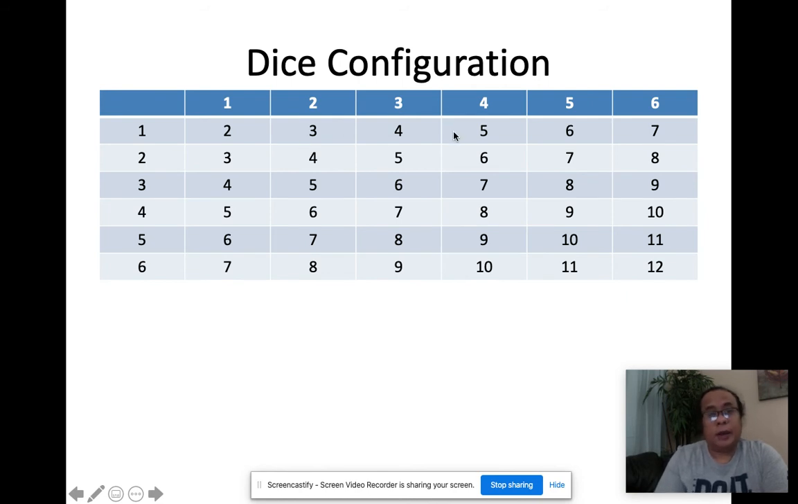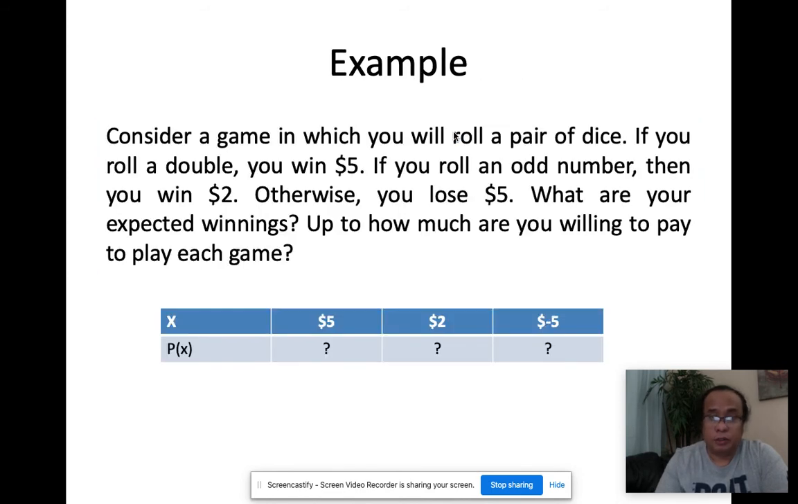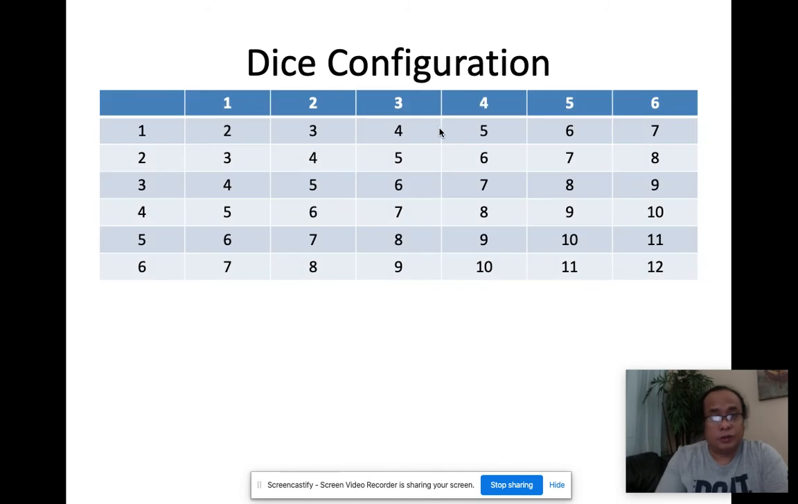Now, the problem is: if you roll a double, you win $5, right? If you roll a double, that's basically 1, 1, 2, 2, 3, 3, 4, 4, 5, 5, and 6, 6. So that's going to be the sums 2, 4, 6, 8, 10, and 12. These are the ones on the diagonal. You win $5. So out of 36, that's going to be 1, 2, 3, 4, 5, 6. So 6 out of 36 if you win $5.